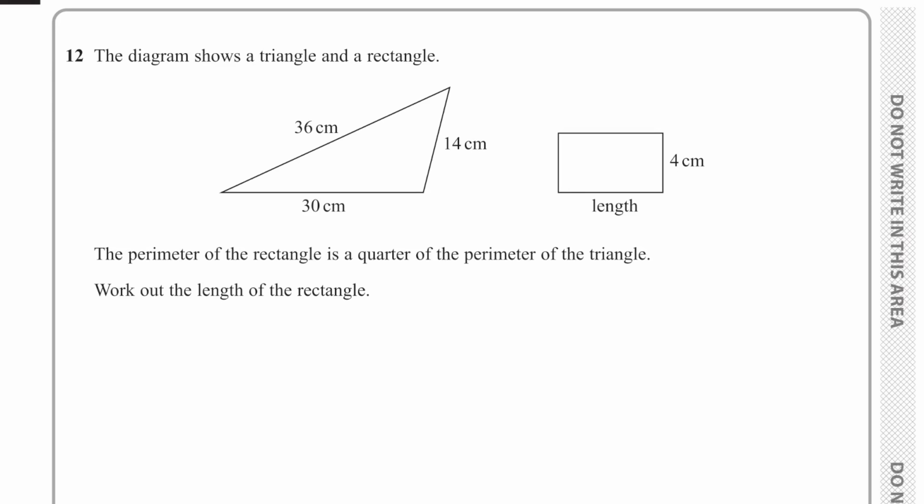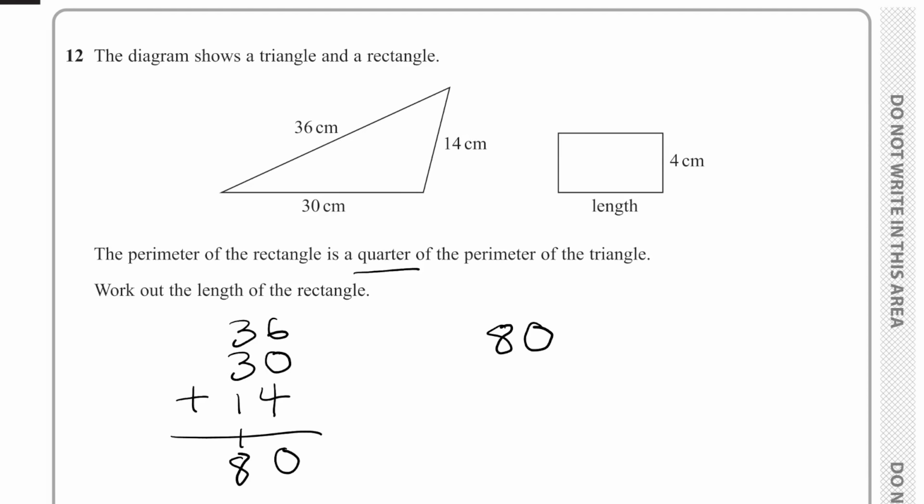The diagram shows a triangle and a rectangle. The perimeter of the rectangle is a quarter of the perimeter of the triangle. Work out the length of the rectangle. So what is this perimeter? It's 36, 30, and 14. The perimeter is the length around the edge of the shape. 6 and 4 make 10. 3, 3, 1 and 1 is 8. So the perimeter is 80 centimeters, and we want a quarter of that.